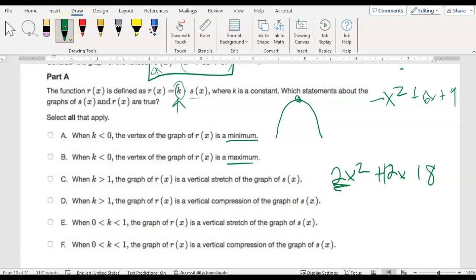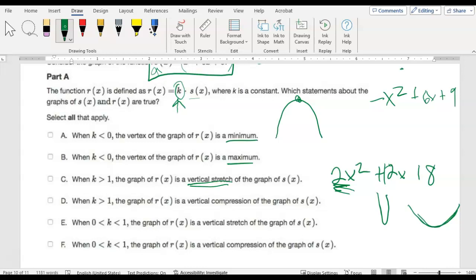But if this is changing to be greater than, would it stretch up and be skinny, or would it be wider? Okay, so this one would be vertical stretch. That 2 means it's increasing at a faster rate, so it's going to go up faster, right? And so that U shape is going to be skinnier, and we call that vertical stretch. This is called vertical compression because it's as if it's being pushed down, compressed, or flattened.